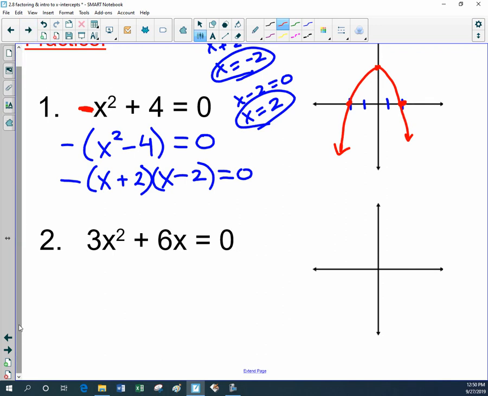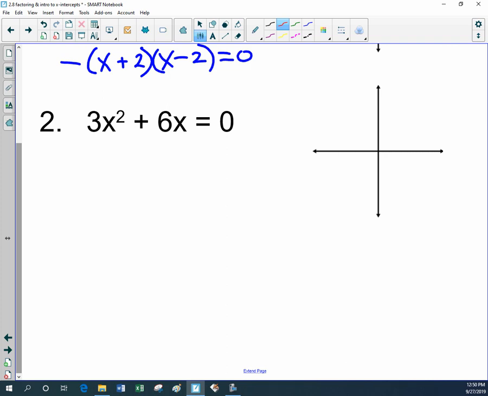Okay, next one, 3x squared plus 6x. Greatest common factor is 3x. So factor out a 3x from each of these. So 3 divided by 3 is 1. Take 1x away, so it'd be 1x. 6 divided by 3 is 2. Take away the x. Okay, that's as far as I can go for factoring. So this is factored completely.